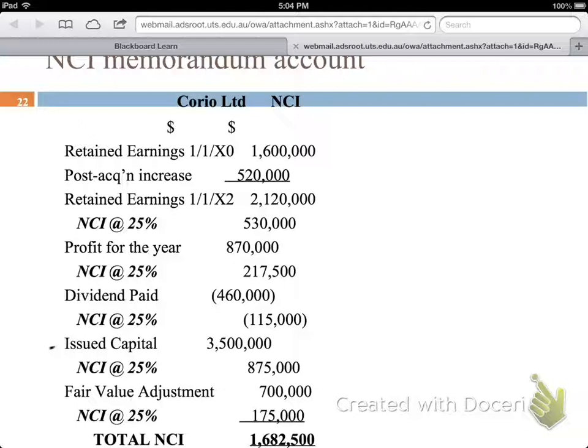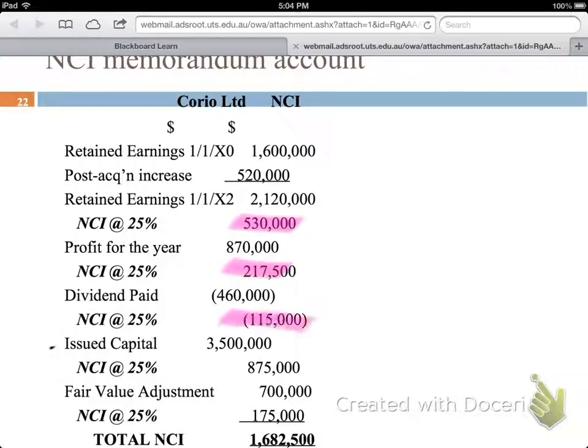So we're going to put here everything we've done. We started with opening retained earnings of 1.6 million. There was an increase of $520,000 in the previous year, and the retained earnings at the end of the financial year is $2,120,000. The NCI gets 25%, so here it is, 530. Profit for the year, I've already asked you to identify that, $870,000. NCI gets 25%, $217,500. Dividends paid will decrease the NCI because it's an equity account and dividends decrease equity.